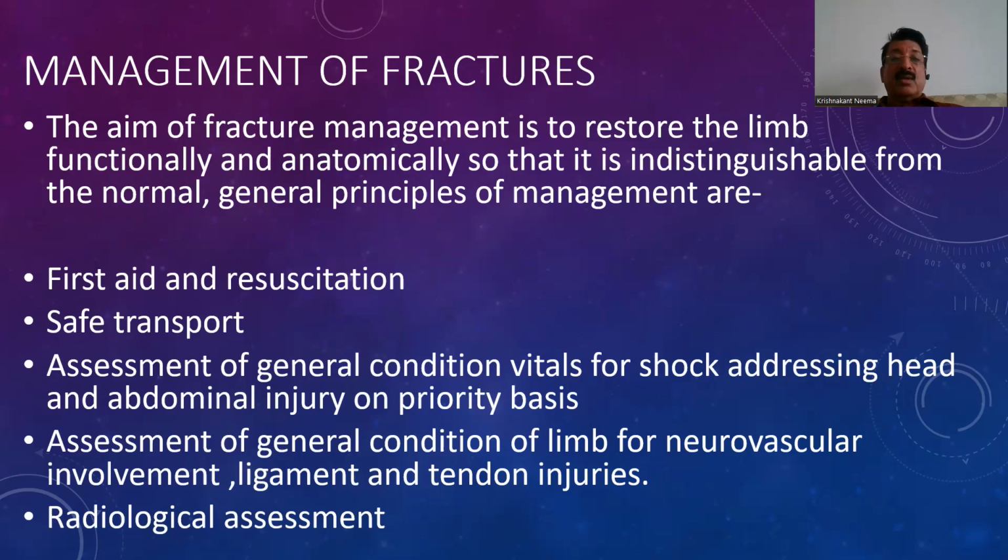How would you manage? Very simple, by knowing the basics. Number one, the aim of fracture management is to restore the limb functionally and anatomically so that it is indistinguishable from the normal. So what is the basic aim? You have to restore the limb anatomically and functionally so that both limbs are indistinguishable. Later, no one can say that this limb had a fracture.